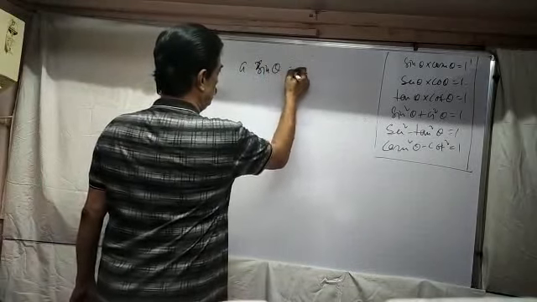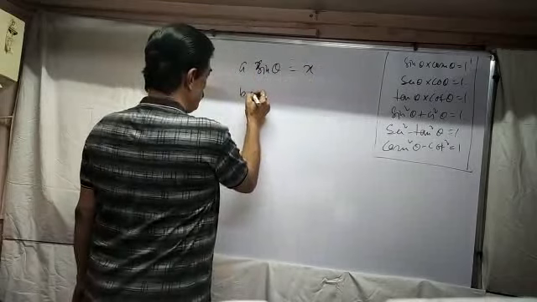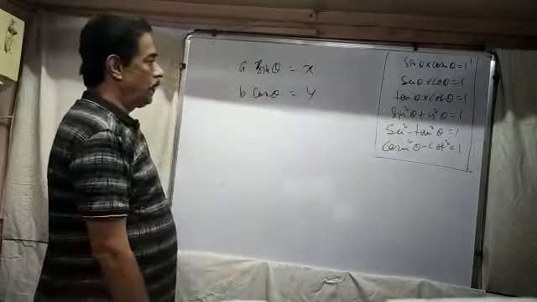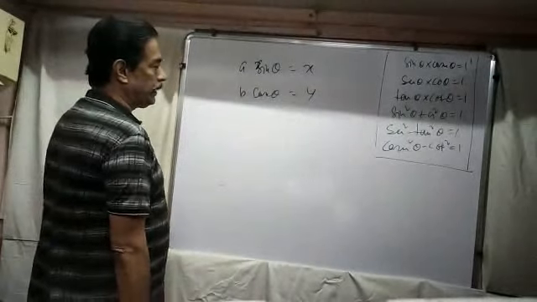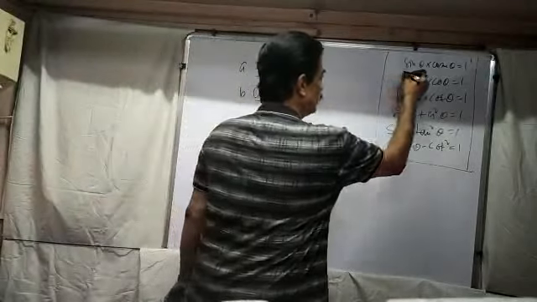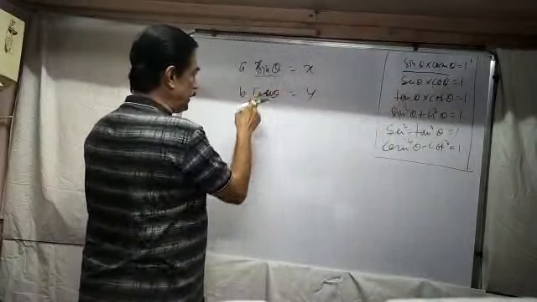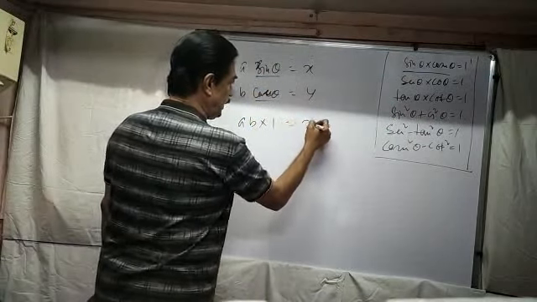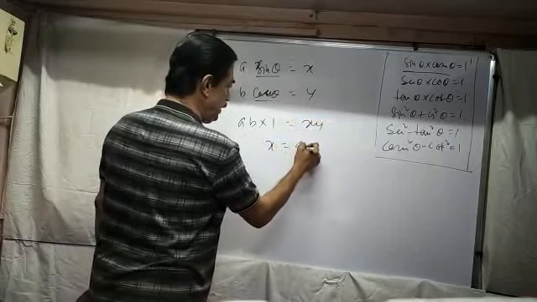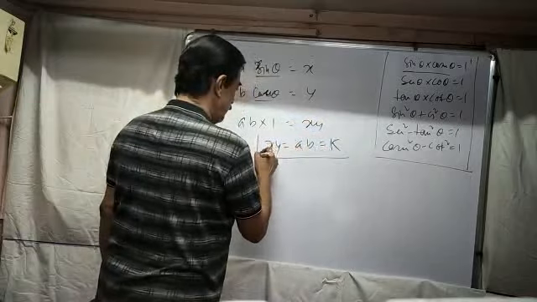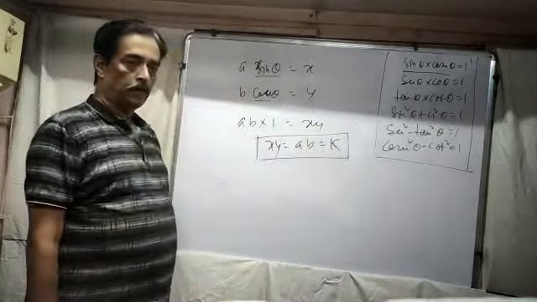A sin theta equal to x, B cosec theta equal to y. Now, this equation represents which type of curve? We know sin theta into cosec theta equal to 1. So if I multiply these two, we get 1. So x into y is equal to A into B, which means xy equals AB, a constant. So this equation represents a rectangular hyperbolic curve.